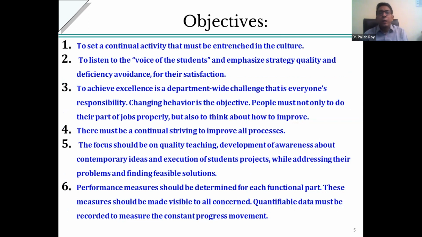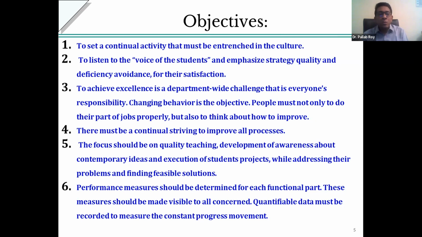It's a continual activity which should be entrenched in the culture. You need to listen to the voice of the students. You need to achieve excellence. I mean, it will be a department-wide challenge, and it will be everyone's responsibility. It will not be the responsibility of a single person, because you are going to change the behavior, you are going to change the culture. That is your objective. People must not only do their part of the jobs properly, but they also should think about how to improve. This is another objective.